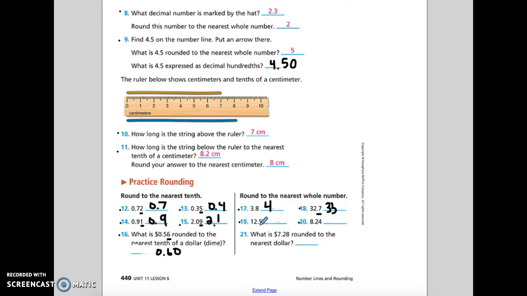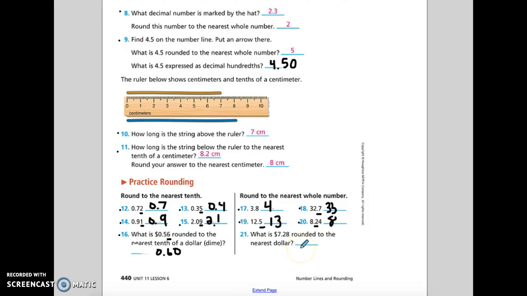All right, look to the number to the right of my whole number. It's a 5. 5 and above, I round up, so I would make my 12 turn into a 13. Got 13, way to go. And lastly, go ahead and try number 20. Again, we're trying to round to the whole number. I look here. I see that the number right to the right of it is 2. And 2 is definitely less than 5. So I get to keep the number the same. So in this case, it turns into 8.